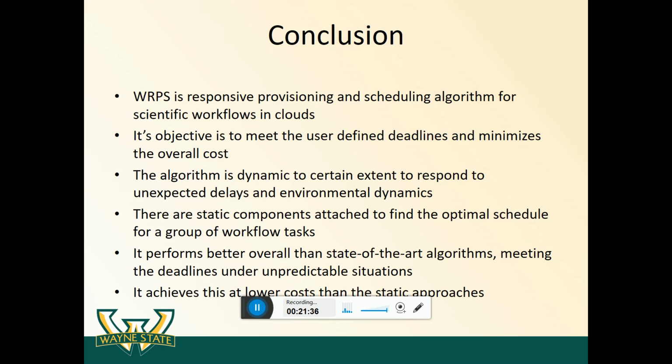To conclude, WRPS is a responsive provisioning and scheduling algorithm for scientific workflows in clouds. Its objective is to meet the user-defined deadlines and minimize the overall cost. The algorithm is dynamic to a certain extent to respond to unexpected delays and environmental dynamics. There are certain components which are static, attached to find the optimal schedule for a group of workflow tasks. It performs better overall than the state-of-the-art algorithms, meeting the deadlines under unpredictable situations. It achieves this at lower cost than the static approaches.